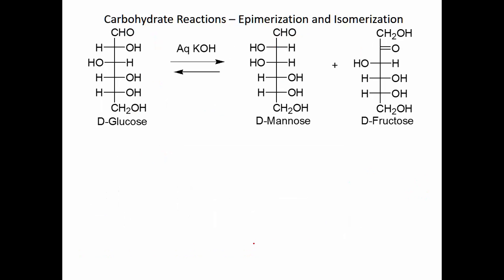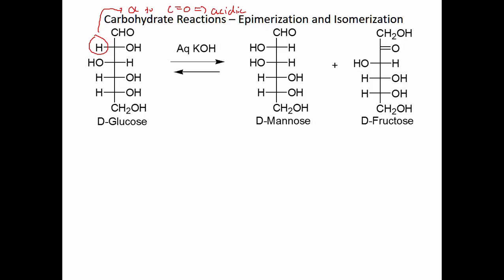All right. Another thing we can do is we can epimerize and isomerize carbohydrates. All right, so this proton here is simply alpha to a C double bond O, and therefore it's acidic. All right, so when you treat glucose with aqueous KOH, you set up an equilibrium between the three compounds depicted, glucose, D-mannose, and D-fructose.